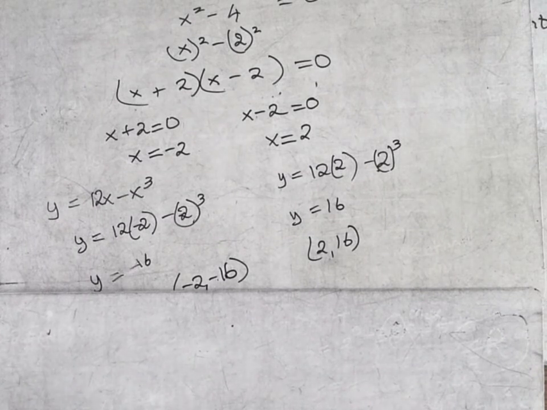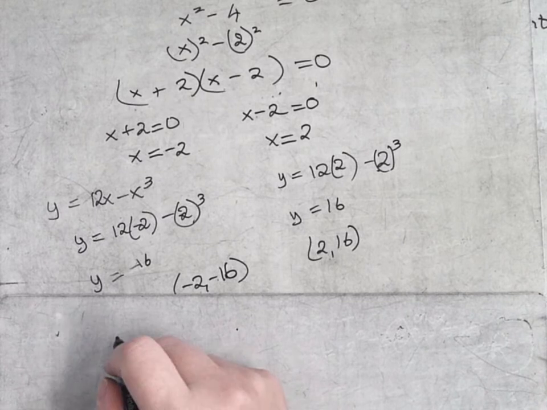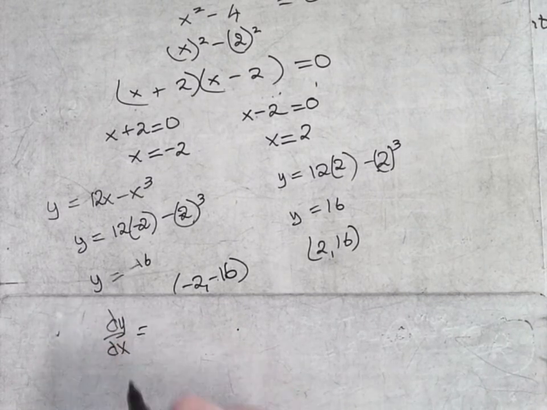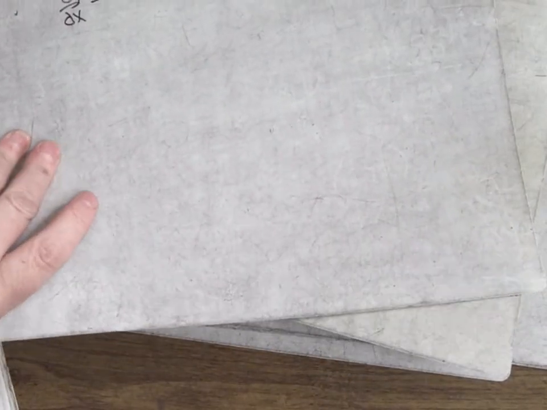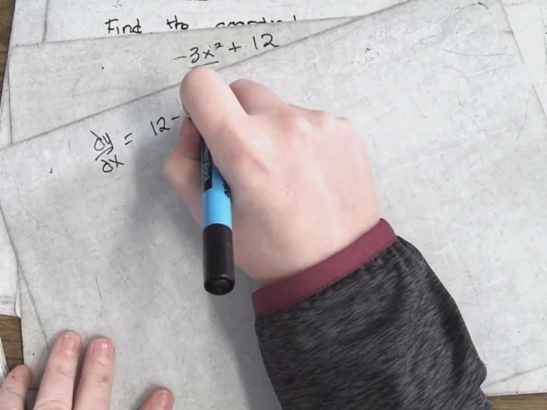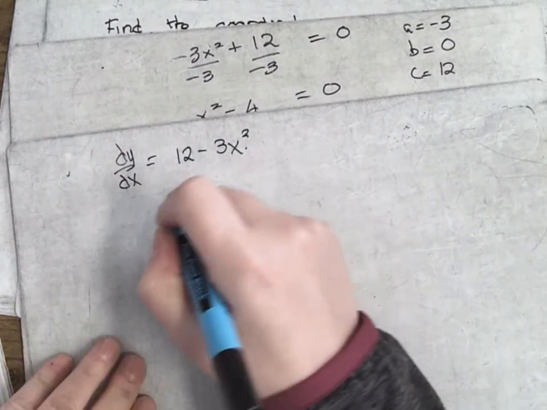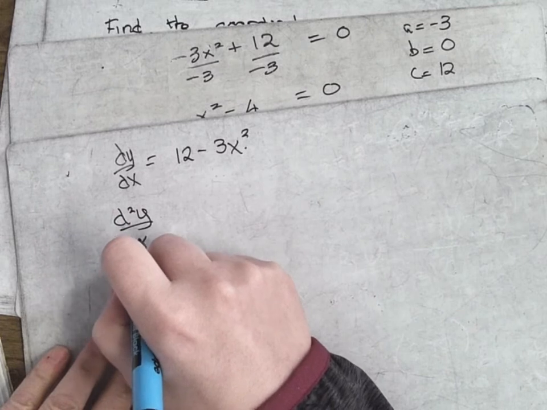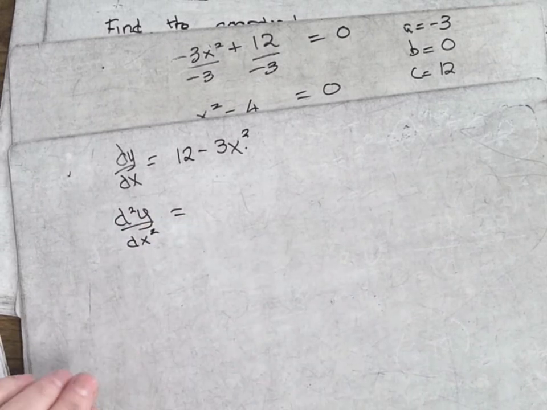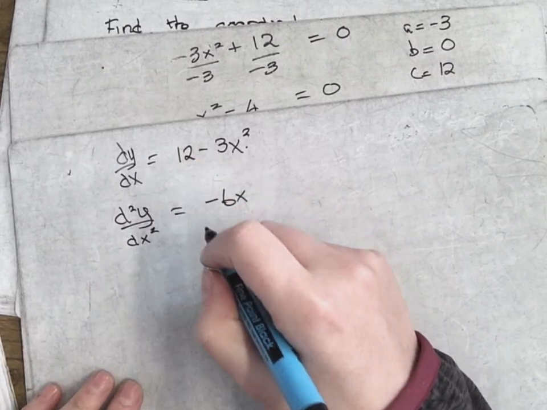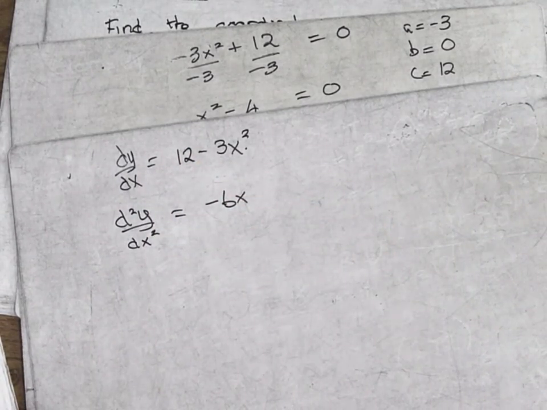But it says to use d2y dx2. So above we had dy dx, so we got dy dx above, and dy dx above was 12 minus 3x squared. Isn't that right? Okay, differentiate again. So what's d2y dx2? It's minus 6x, isn't it? Because differentiate 12, you get 0. Differentiate minus 3x squared, you get minus 6x.